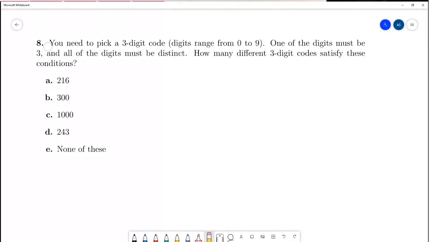For number 8, we need to pick a 3-digit code. The digits range between 0 and 9. One of the digits must be a 3, and all of the digits must be distinct. How many different 3-digit codes satisfy these conditions?